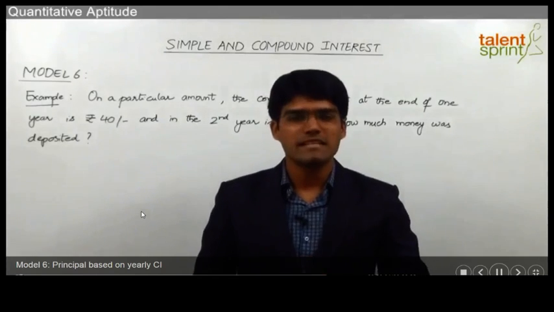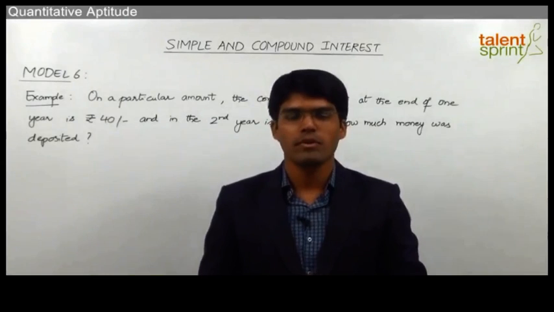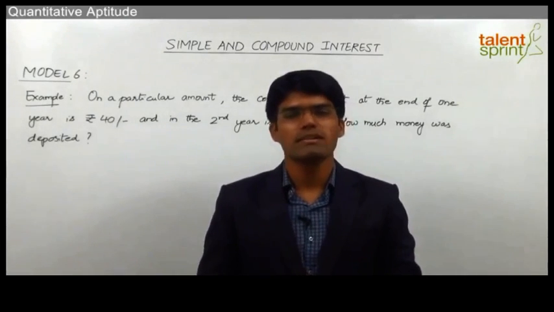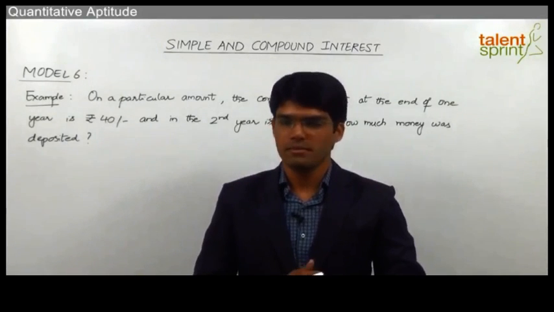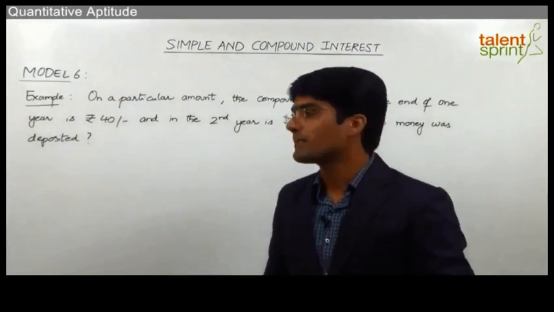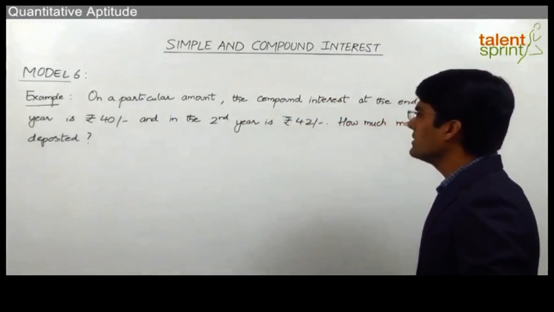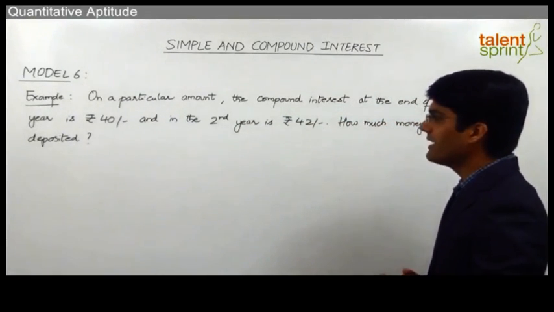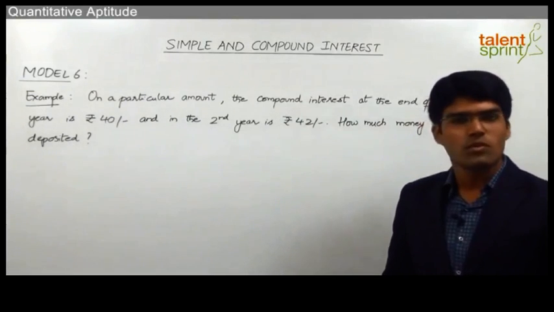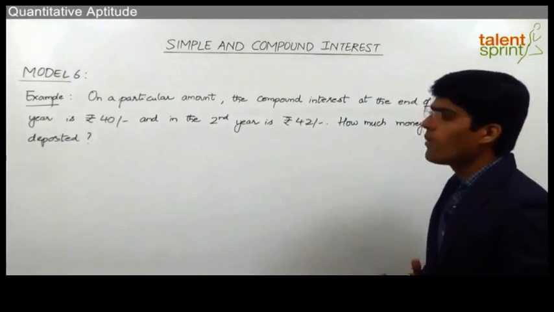Let us now take the sixth model from the topic of simple and compound interest, where the compound interest for first year and for second year is given and we are supposed to find out the principal amount. Let us look at the question. On a particular amount, the compound interest at the end of 1 year is rupees 40 and in the second year is rupees 42. How much money was deposited?